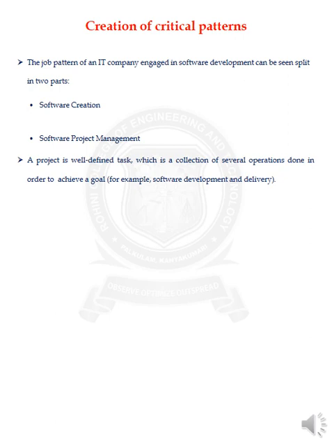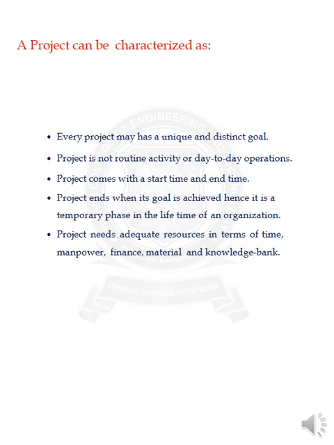The job pattern of an IT company engaged in software development can be split into two parts: software creation and software project management. A project is a well defined task which is a collection of several operations done in order to achieve the goal. A project can be characterized as follows. Every project may have a unique and distinct goal. A project is not a routine activity or day-to-day operation. A project comes with a start time and end time.